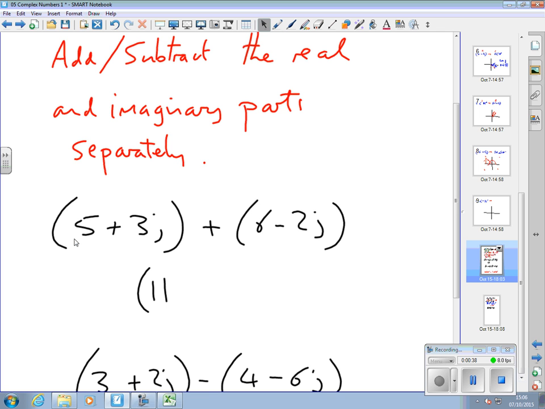3j plus minus is minus 2j. So 3j minus 2j is 1j. And similar to x in algebra, we don't bother to put 1x. Equally, we don't bother to put 1j. j means one lot of j. So 11 plus j.